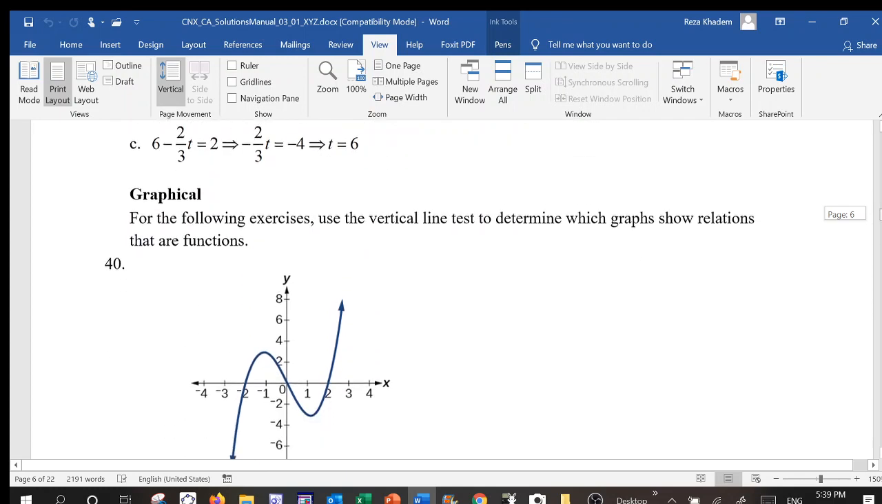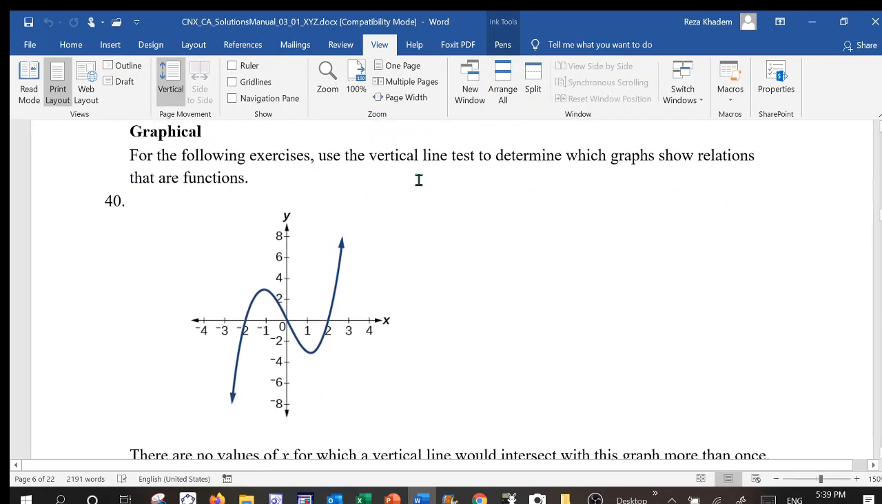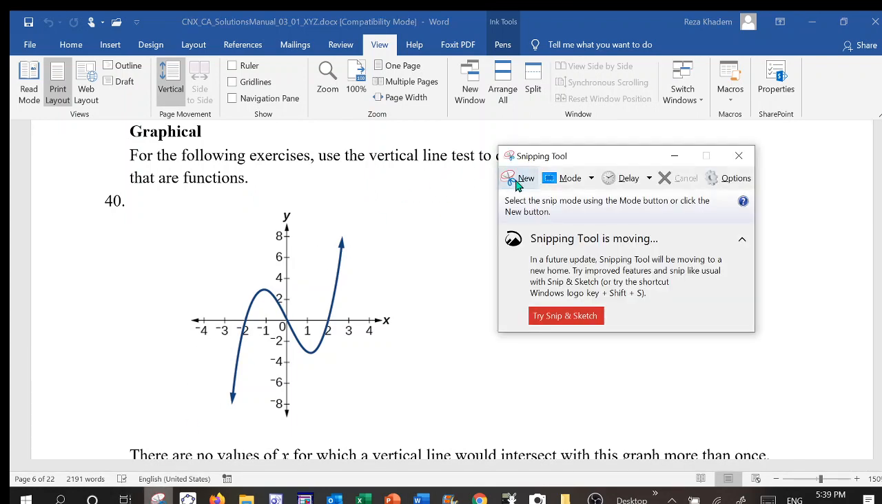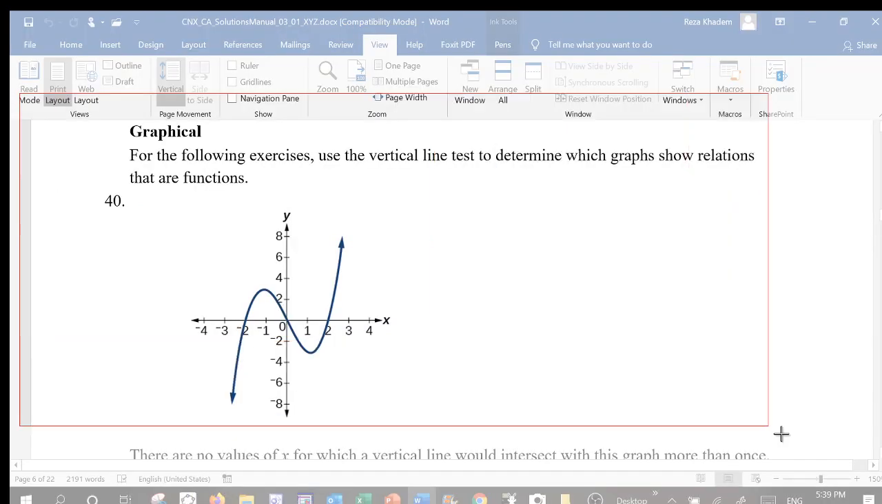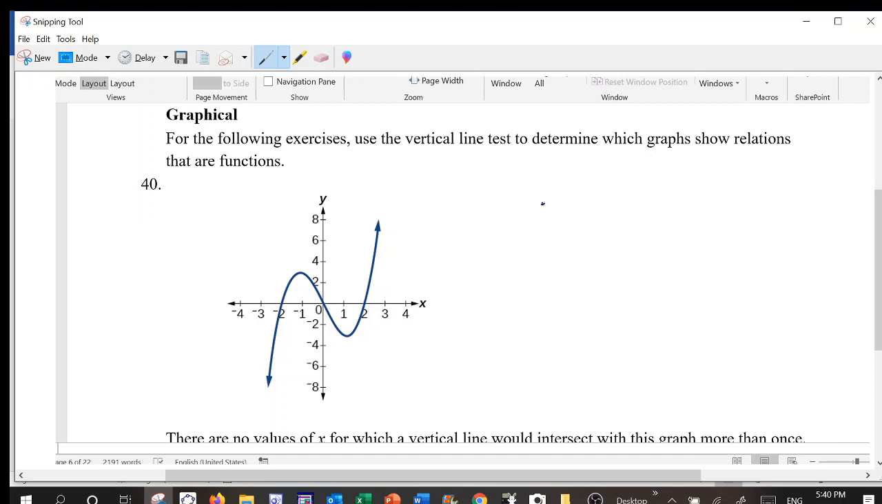Number 40. It says, for the following exercises, use the vertical line test to determine which graphs show relations that are functions. Now remember we said that in order for a relation to be a function, the input cannot repeat. Now how can you catch it if somebody gives you a function, right? Let's say, for example, this function. This is a function. That means y is a function of x. How do we know that? Because for every x value, there is only one y value.